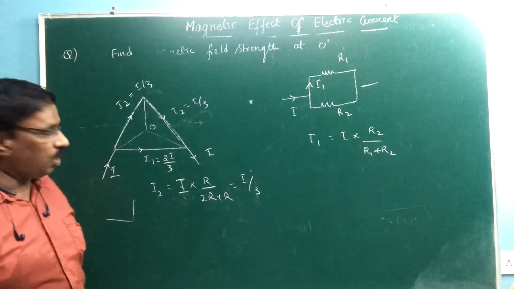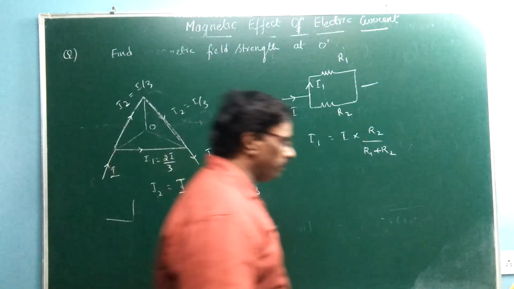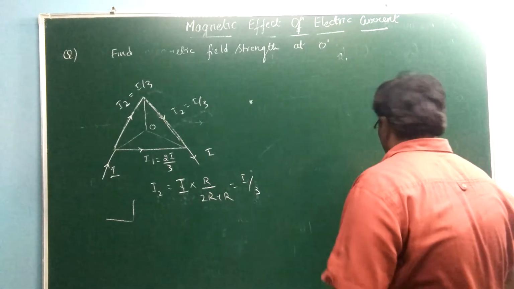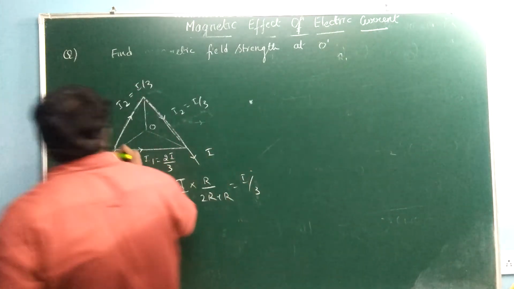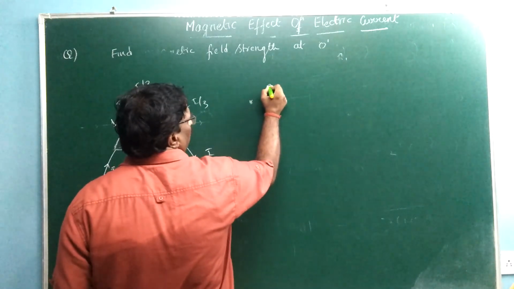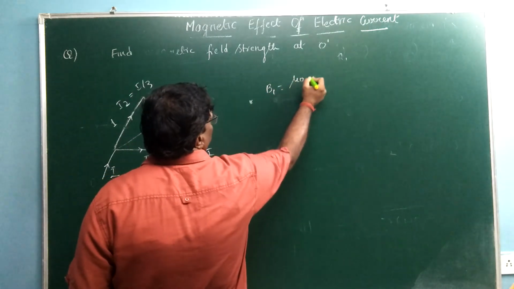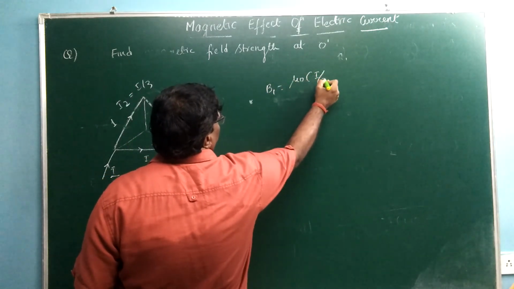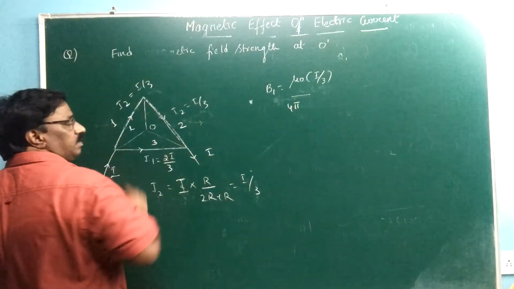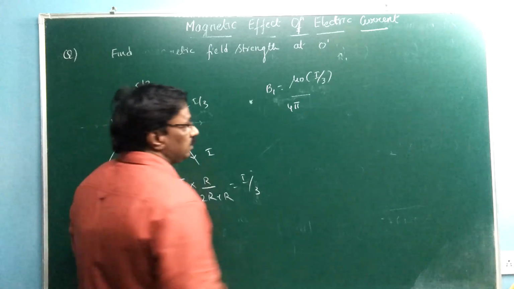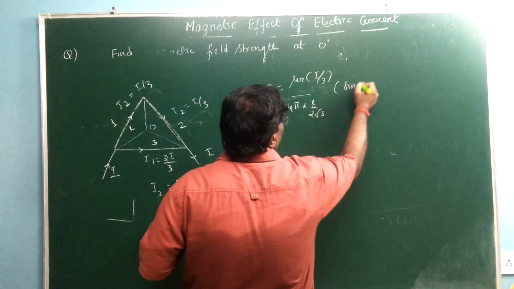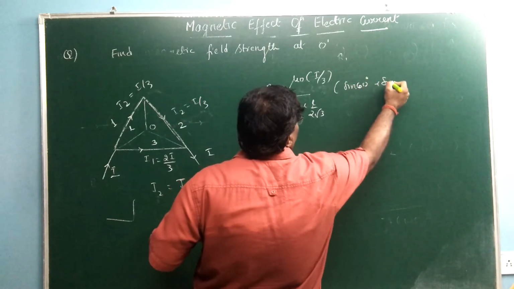Shall I do the calculation? How is it getting 0? Let me do the calculation. Let us call these conductors 1, 2 and 3. So how to calculate B1? B1 equals mu0 into I by 3 by 4 pi into, if side is L, you know how to calculate the distance, L by 2 root 3, into sine 60 plus sine 60.